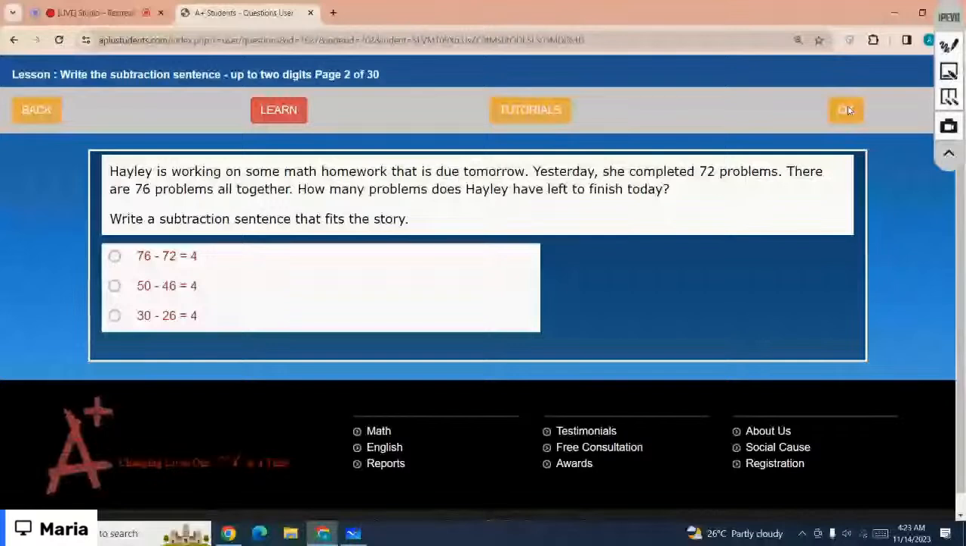Okay, the next one is, Halle is working on some math homework that is due tomorrow. Yesterday she completed 72 problems. There are 76 problems altogether. How many problems does Halle have left to finish today?